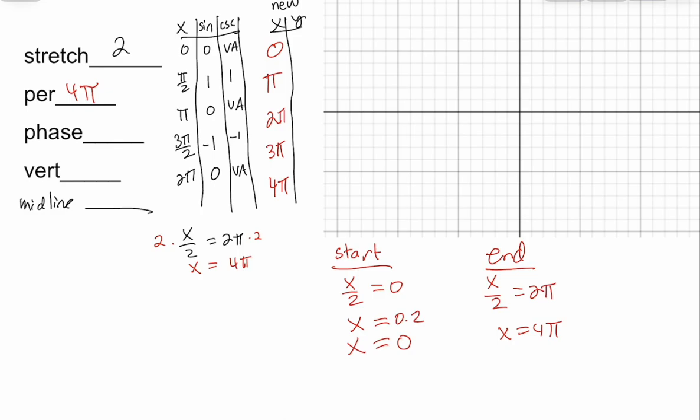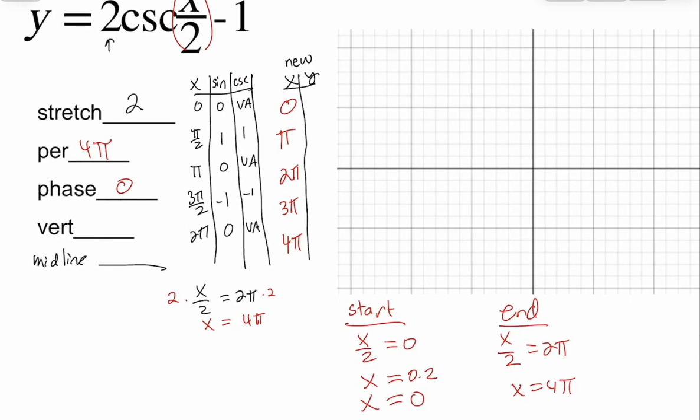Remember, our phase shift is that starting where x over 2 equals 0, so it was 0. That's our starting place. We do have a vertical shift this time. That's this number right here. That tells me we're going to go down 1. So our midline is at -1. So we have our x's, but we don't have our y's. So remember, our y's are going to be 2 times the old minus 1.